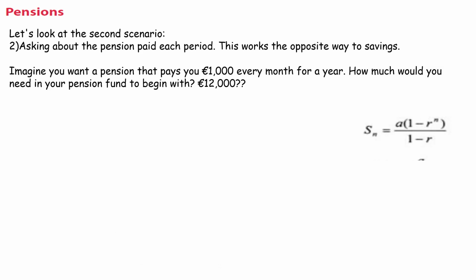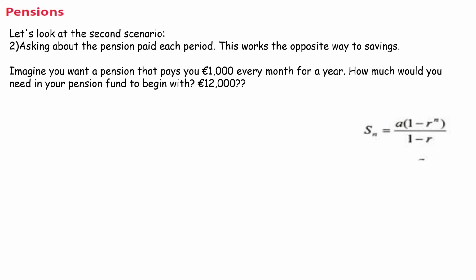So let's look at a scenario. Imagine that you want a pension that pays you $1,000 every month for a year. How much would you need in your pension fund to begin with? Would you need 12,000? Let's have a think. I want $1,000 every month for a year. So you'd say, oh, well, 12,000.